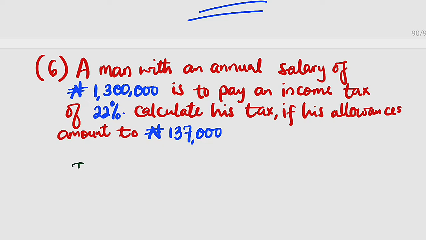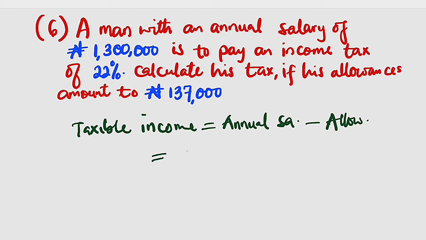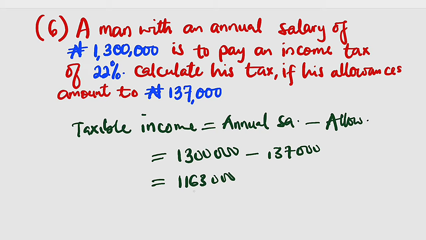So we say that the taxable income is equal to the annual salary minus the allowances. This will be equal to 1.3 million minus 137,000, and this is equal to 1,163,000. So this is what is taxable.